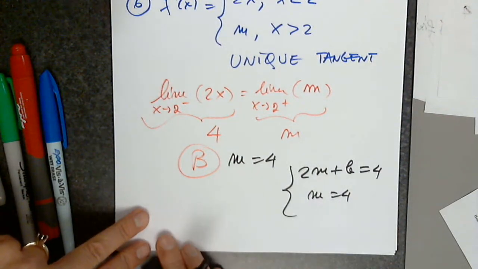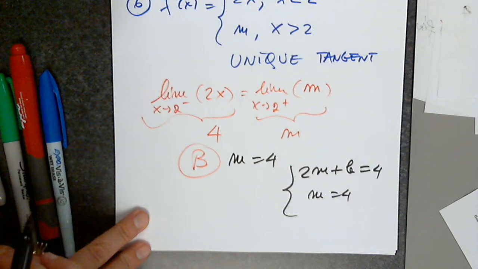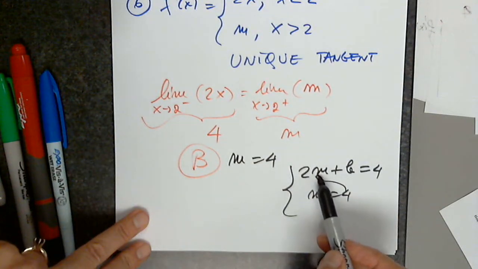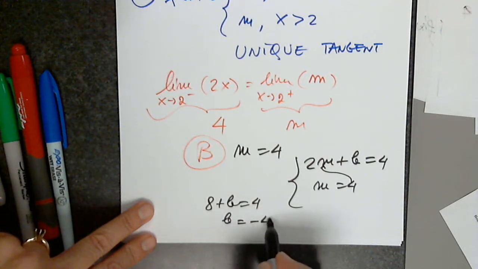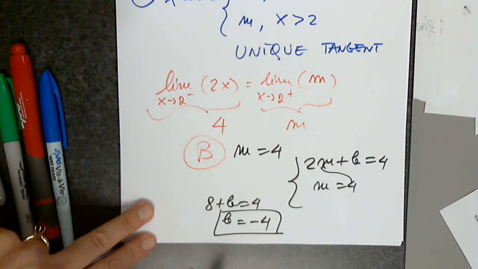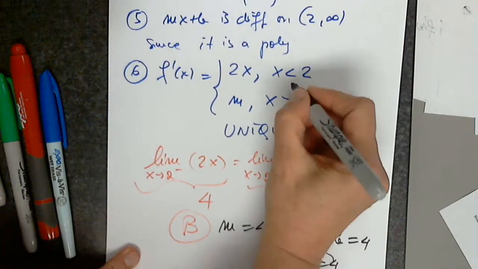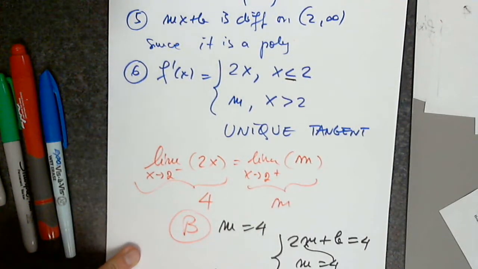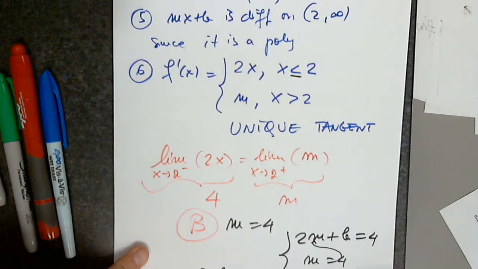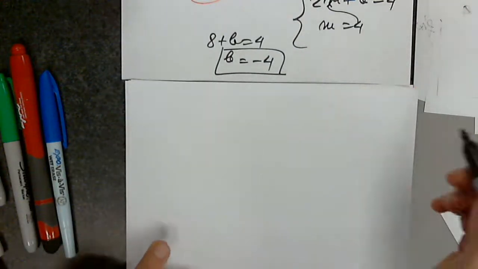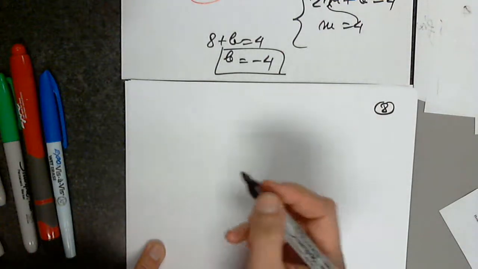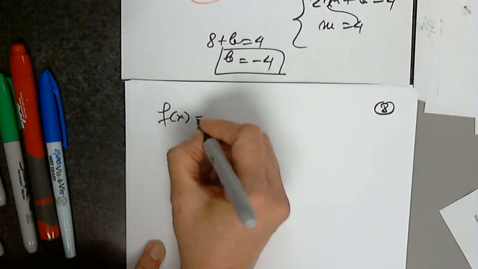I already have m equals 4. What should I do to get b? Plug it in right here. So then I have 8 plus b equals 4, so b equals -4. Now I can say this will definitely be differentiable, but now I have to write the function. I have not written the function yet that is differentiable everywhere. Can anyone dictate?